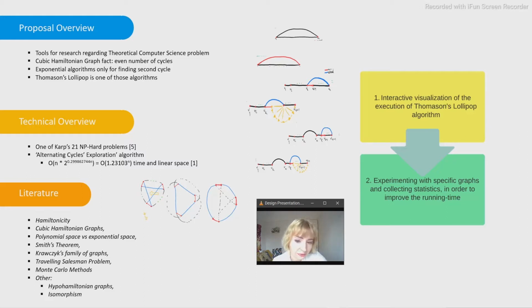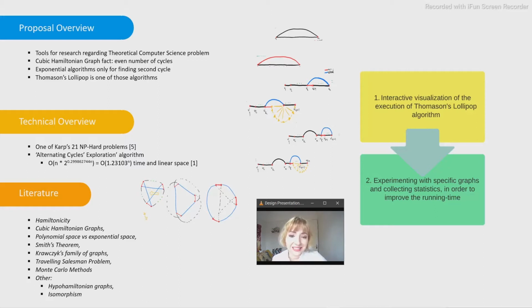The best algorithm for it is an exponential time algorithm, Thomason's lollipop algorithm, with an update by Samaraev, Spirakis, and others. It works in the following way. First, we have the cycle as given by removing one edge, which we color red. We achieve a path. Then, by taking another edge of the last vertex, we color it blue, and then we break the lollipop by coloring another edge red.